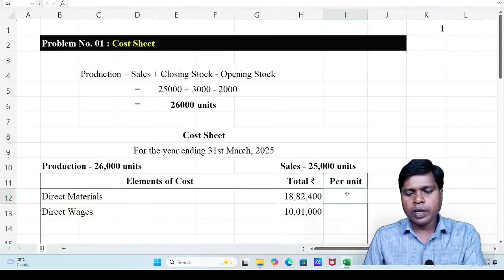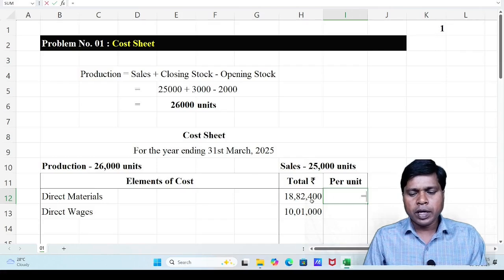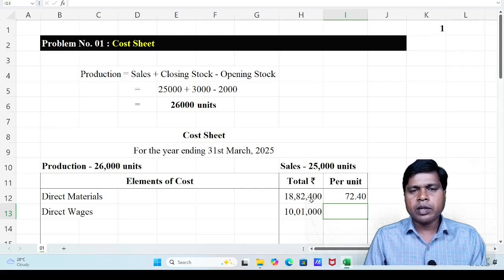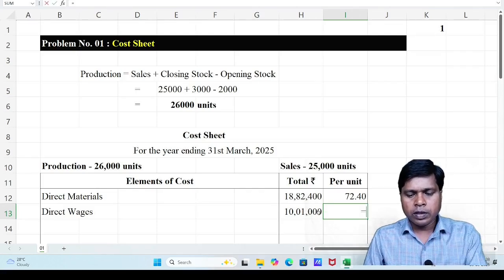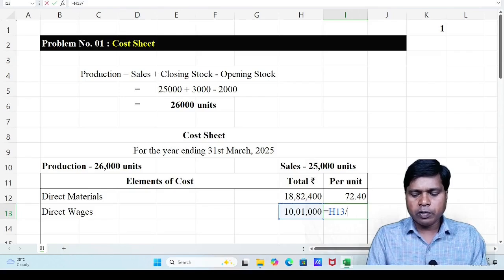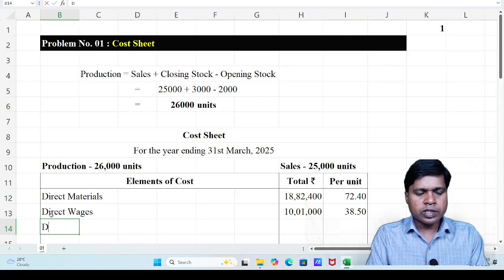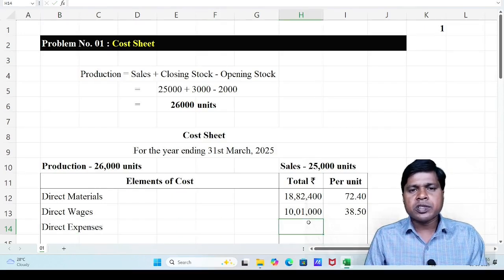Student, every time we have to calculate per unit. 18,82,400 divided by the number of units produced during the year, which is 26,000. So per unit direct material is 72.40. Then direct wages divided by 26,000, again per unit 38.50. After this, the next item of prime cost, which is direct expenses. Direct expenses are given in the question.